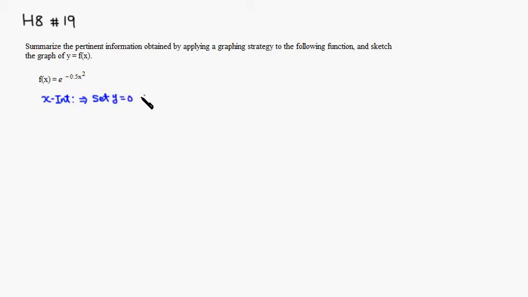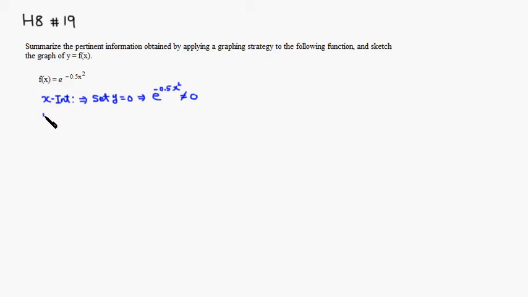So basically we need to set this function, e to the negative 0.5 x squared, equal to 0. But notice that e to any power is always positive, so this is actually never 0. So there's no x-intercept in this case.